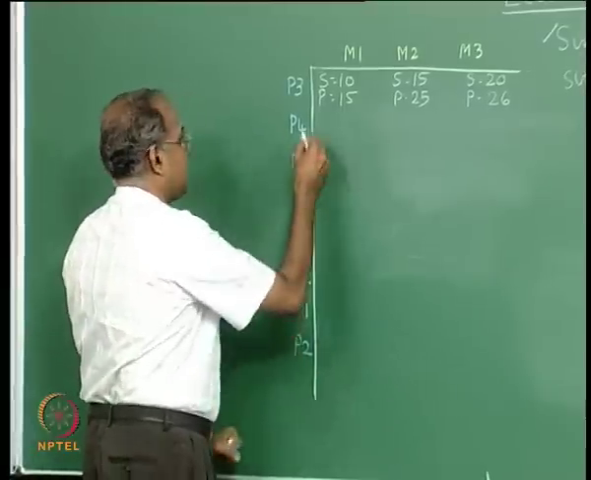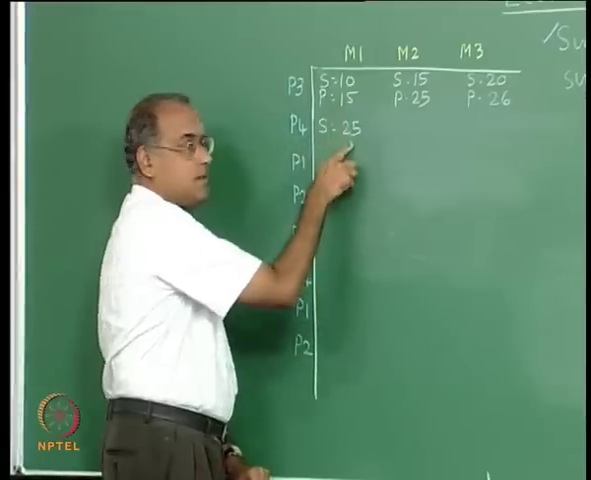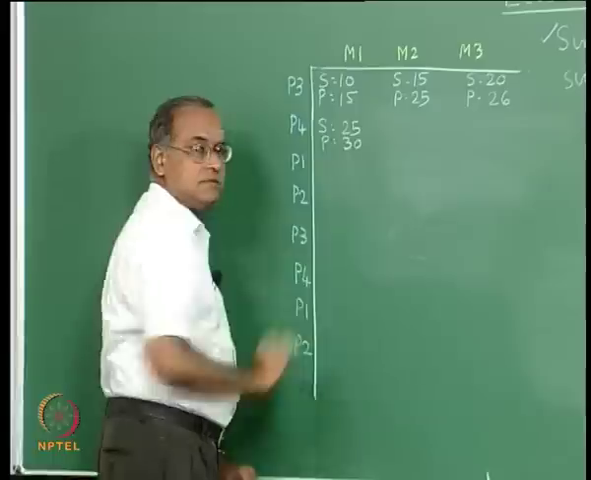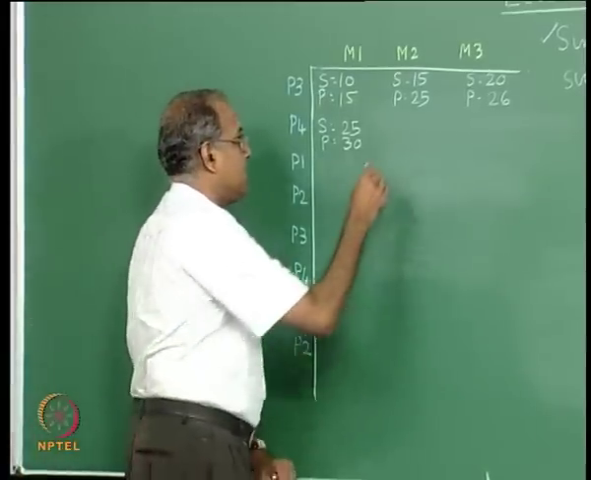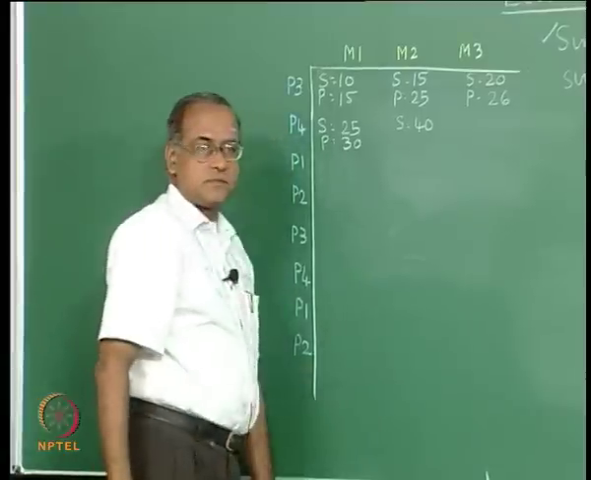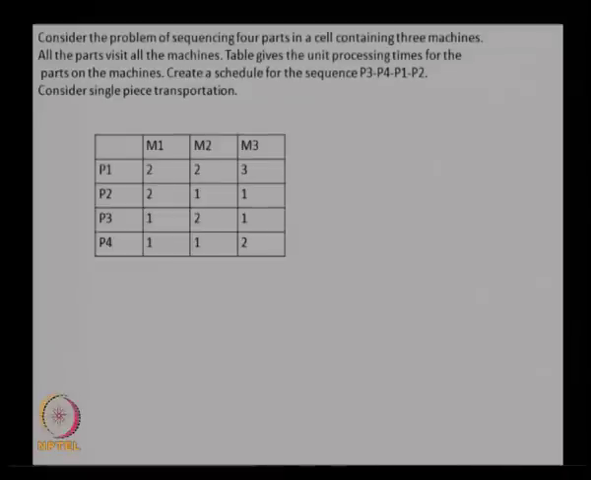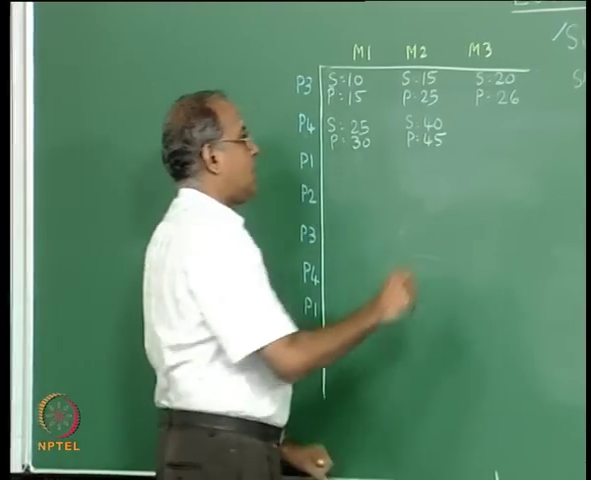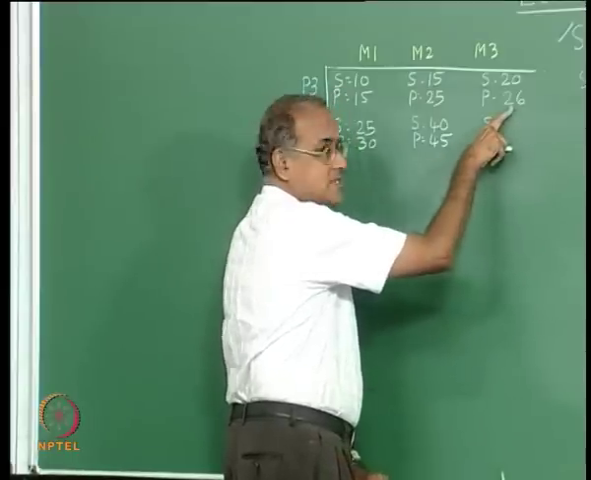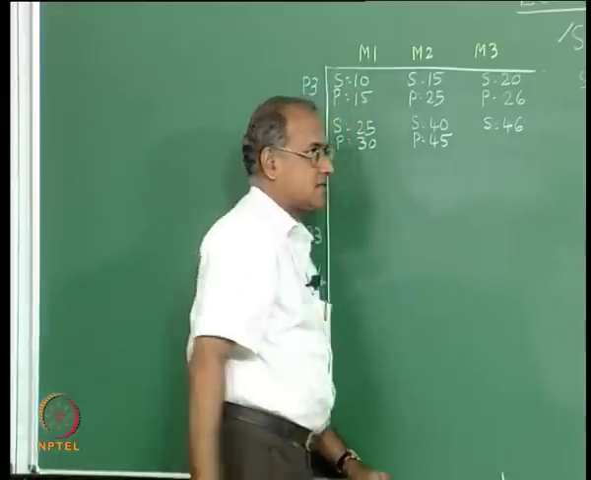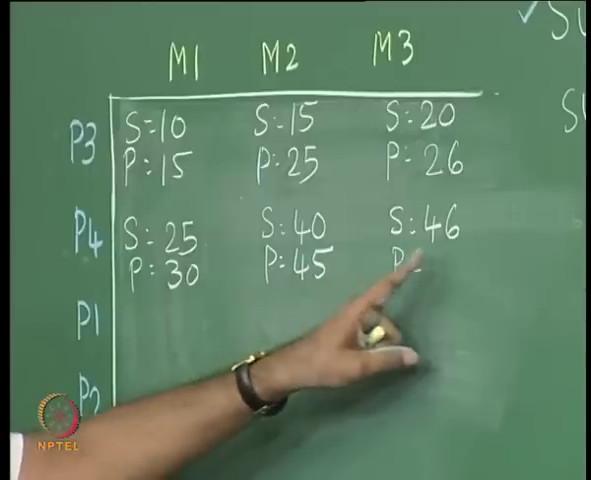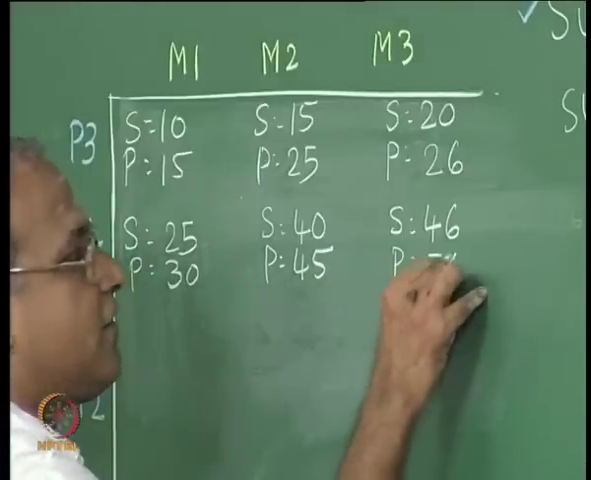So we now move to this one where setup is over at 25, 15 plus 10. On P4 the unit processing time is 1, so production is over at 30, 5 into 1 is 5, which is 30. Now here setup is over at 40, 25 plus 15, P4 unit processing time is 1, therefore processing is over at 45. Now here the setup is over at 26, this is free, so setup is over at 46. The unit processing time is 2, so processing time will be, the last piece would have come out at 45, but it can begin only at 46. So 46 plus 10, 56, it will be over.